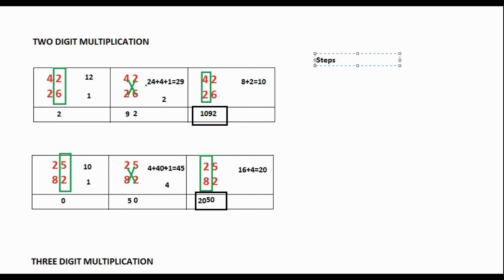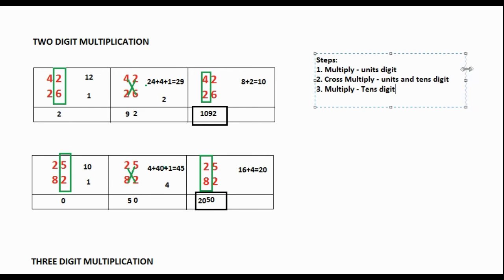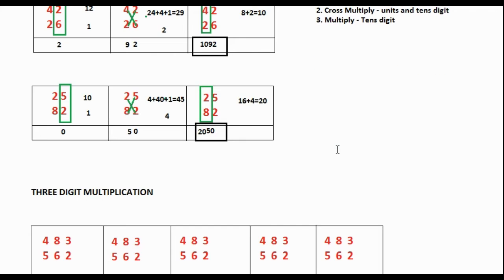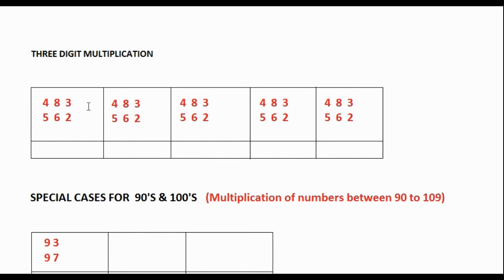Simple, right? So let me just write the steps alone, steps needed to multiply 2-digit numbers. Step 1, multiply numbers in the units digit. Step 2, cross multiply numbers in the units digit and in the tens digit, like x. And in the third step, we should multiply numbers in the tens digit. And in all these steps, we should only keep the number from the units digit, and the tens digit number should be carried over to the next step until you reach the final step. So if you follow these 3 simple steps, you can do any kind of 2-digit multiplication.